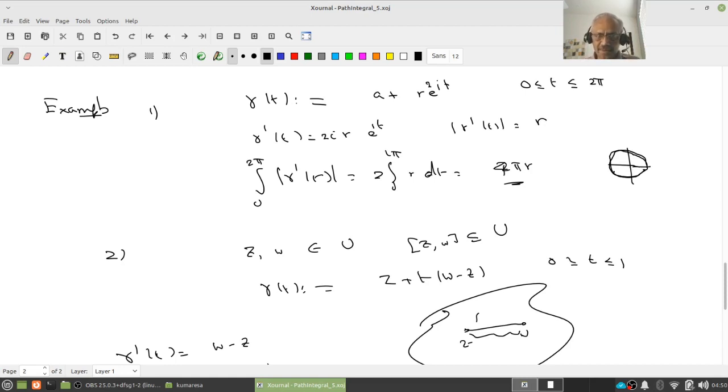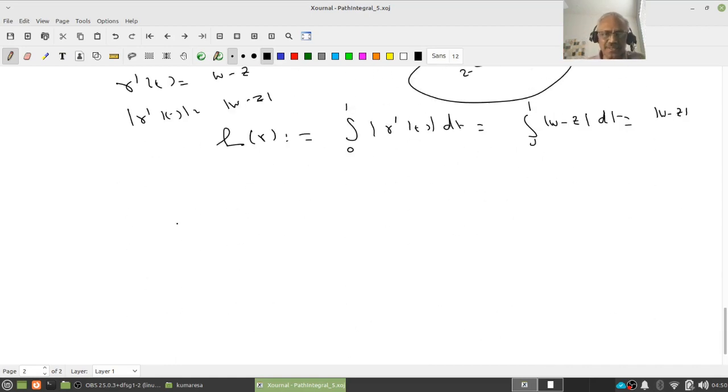And what happens if it travels in the clockwise direction? Still it's the same thing because you are taking modulus. Are you following? Please go through, pause, review, proceed.